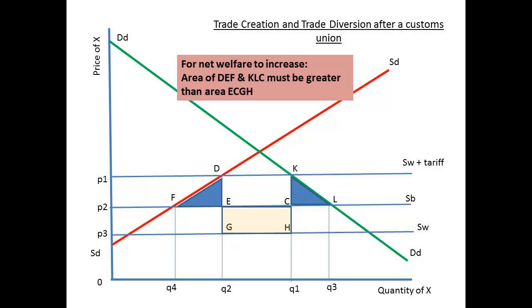This leaves us with a fairly simple calculation. The two triangles represent additions to welfare. The rectangle represents resource misallocation, which is a cost. For there to be a benefit in net welfare, the area of the two triangles must exceed the area of the rectangle.